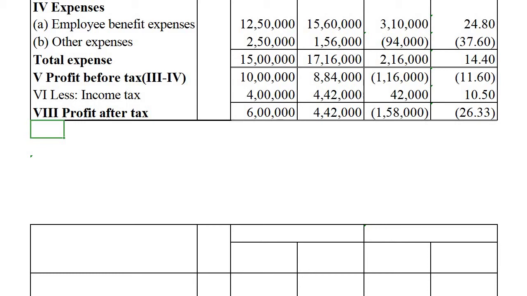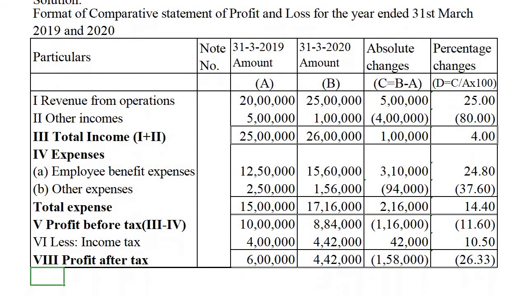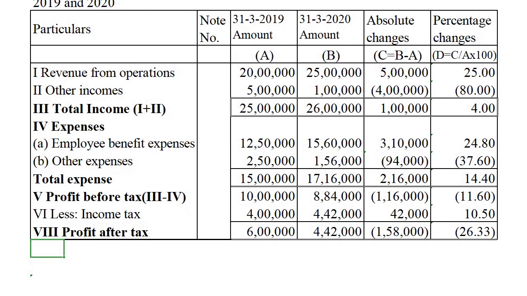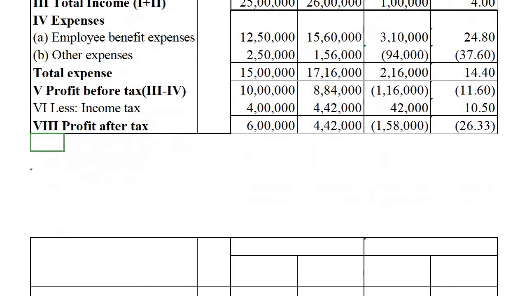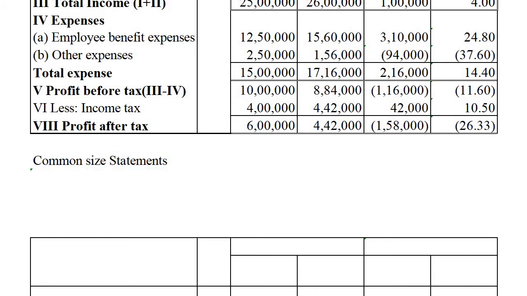Now next we are going to discuss. So this is clear, the comparative income statement is clear. This is easy to prepare. Only one thing is the calculation of percentage, for which you have to concentrate a little. Otherwise, you need to understand and study the format, then the things will be very easy. So next, let us see common size statements. Comparative statements are over. Now we are going to discuss common size statements.